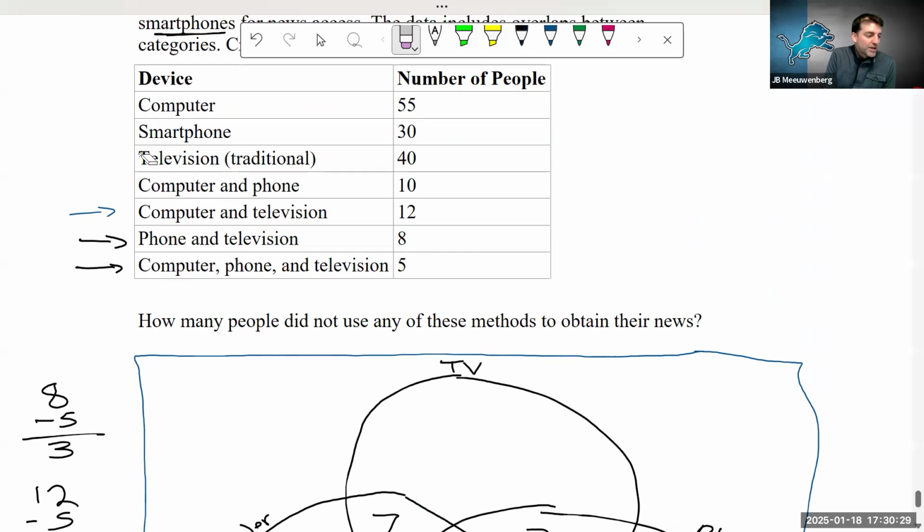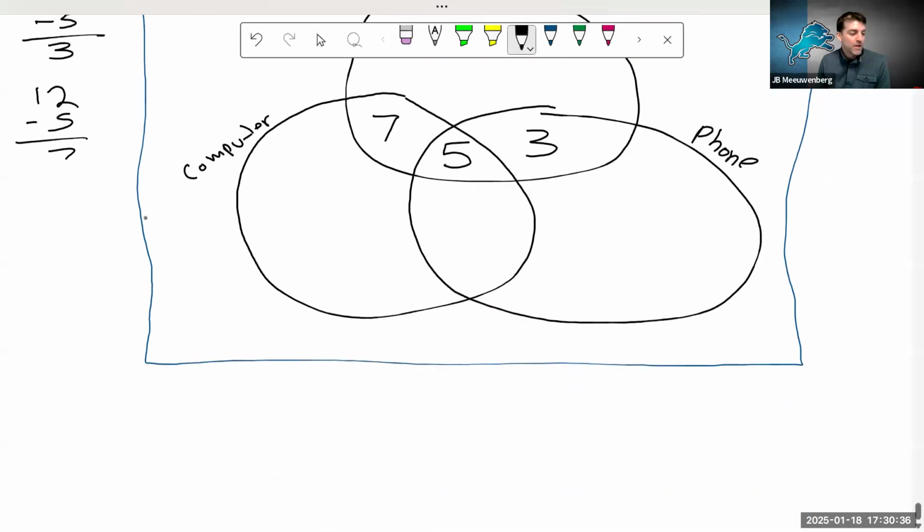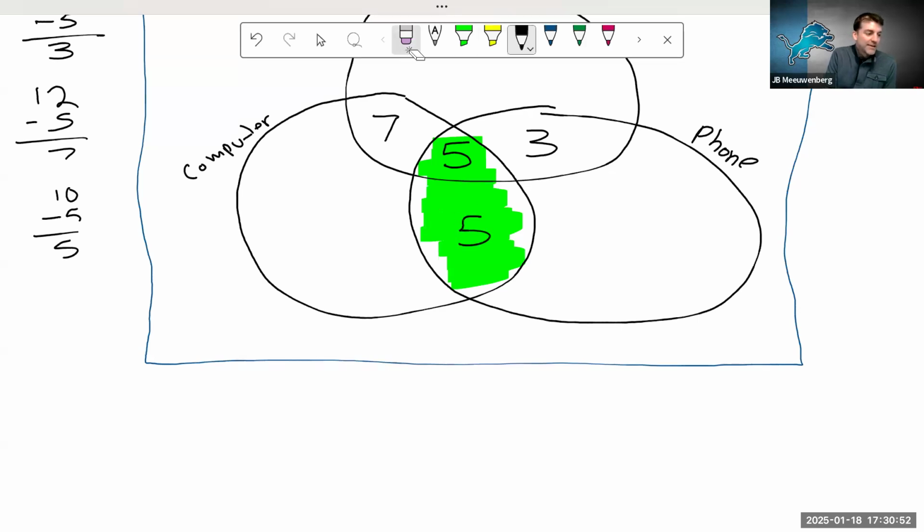Now we're going to look at computer and phone. Computer and phone. That has 10. Where's computer and phone? Again, that's going to be this little football shape down here. Computer, phone, the intersection. I said that had 10. We already have 5 in there. That leaves another 5 for right down here.